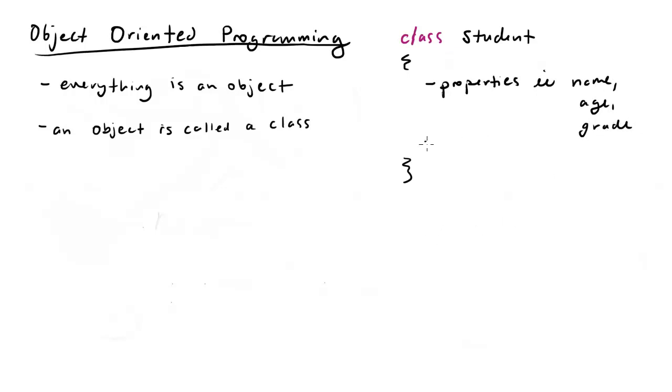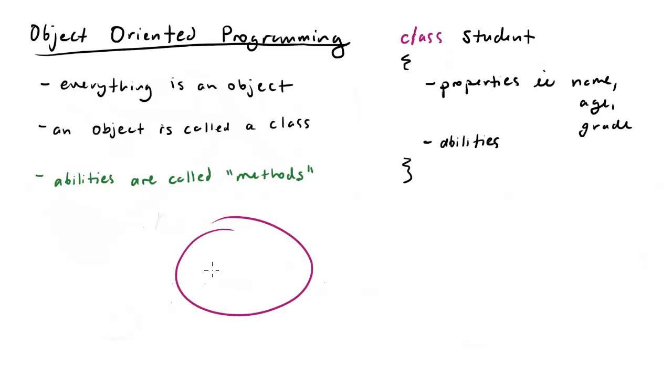And I could also give the student abilities. These abilities are what we call methods. Abilities are called methods. And think about what a method is. If I tell you that I have a method to do something, that's sort of a way by which something happens.